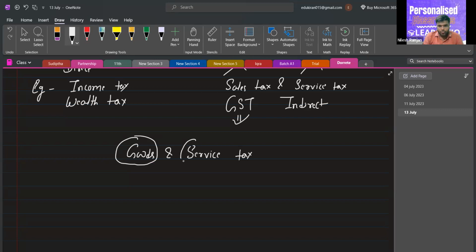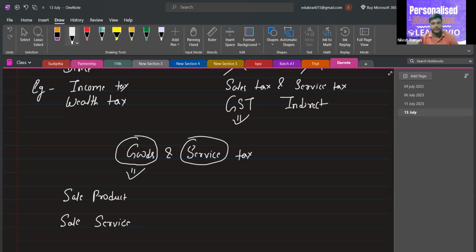Now there are two taxes included in this one, goods and service. When we sell a product or when we sell a service, there are two types of work that can be done. Either you sell some product or you sell some service. Can you tell me one example of sale of service?